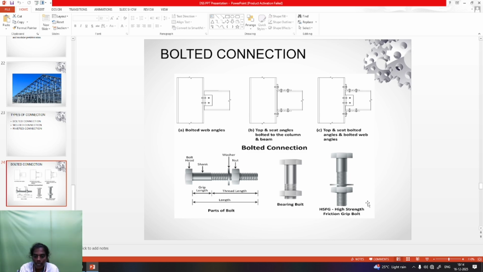Bolts have two types: bearing bolt and high strength friction bolt. This one is the bearing bolt, where bearing strength is induced to the member. Next is the high strength friction bolt. In the friction bolt the thread length is very high and the shank is short. In the bearing bolt the thread is short and the shank is long. So these are the two types of bolts used in construction.